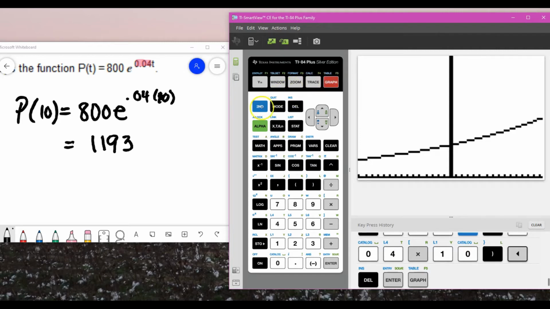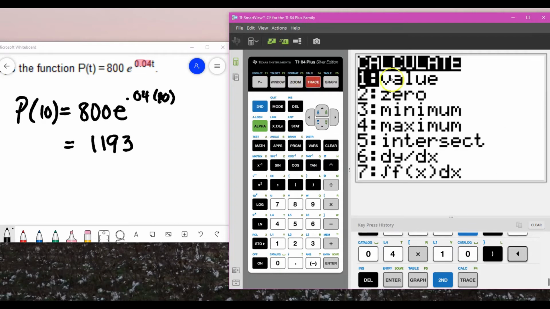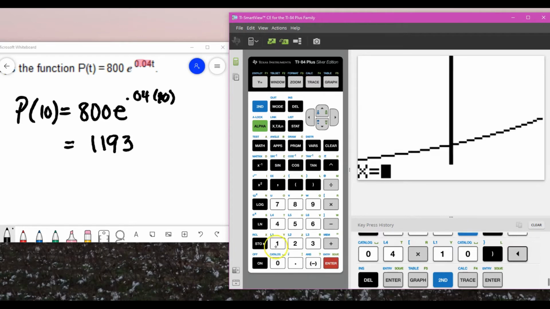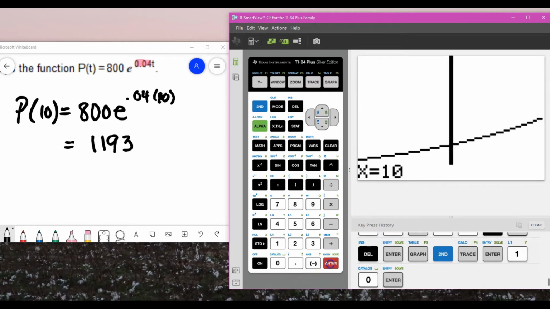Now another option, if I go to the graph, is to use a feature in the calc menu. So I'm going to hit second, and then trace. That pulls up the calc menu, and number 1 is value. This allows me to type in an x value of 10, and it's going to tell me what the y value is, 1,193.